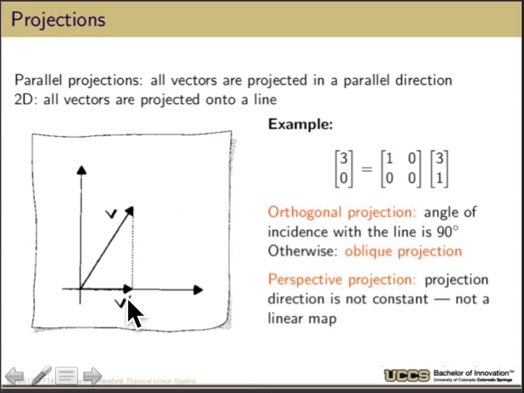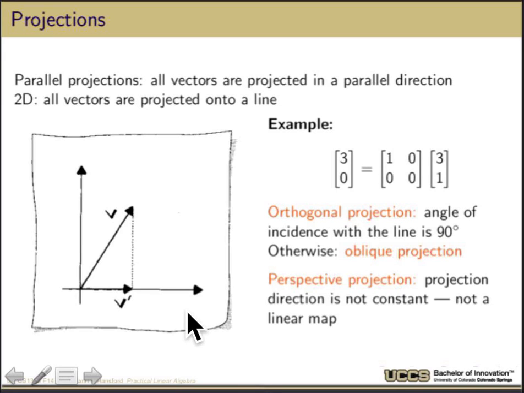There are other kinds of projections called perspective projections, in which case the direction isn't constant. It does not produce a linear map, and to do projections, which we'll talk about more when we get to 3D, perspective projections, we'll have to add some other elements to get there. But orthogonal projections, where the incident angle is 90 degrees, or parallel projections, these projections will retain everything.